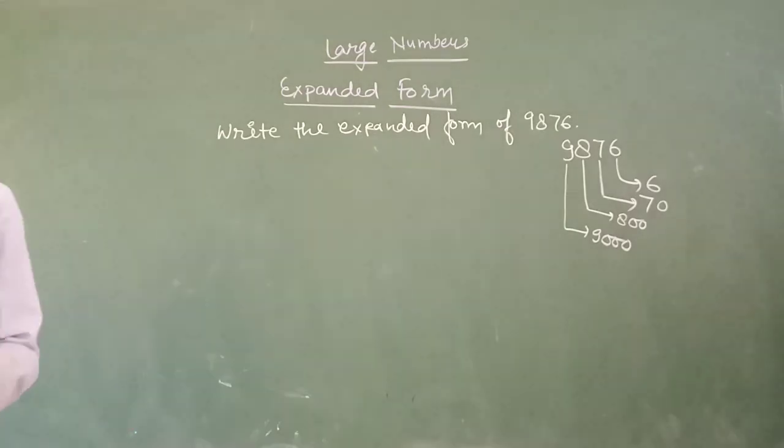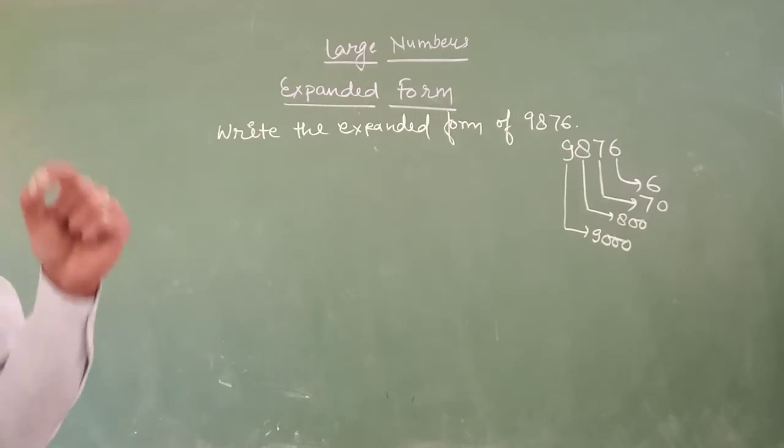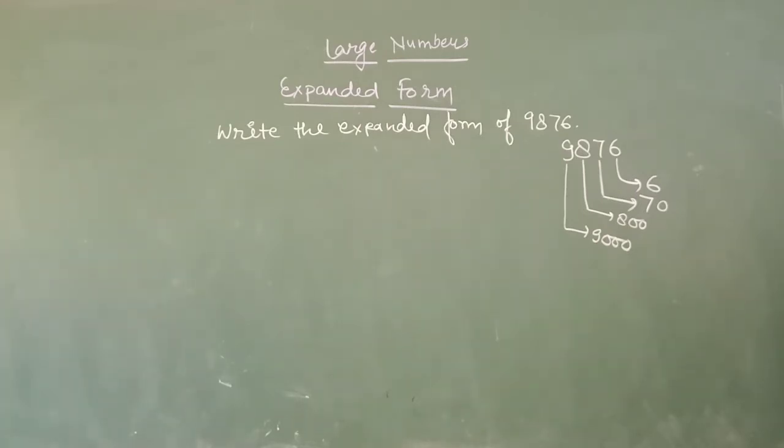And now you know that when you write a number as the sum of the place values of its digits, the number is said to be in expanded form. What I have said: when you write a number as the sum of the place values of its digits, the number is said to be in expanded form.